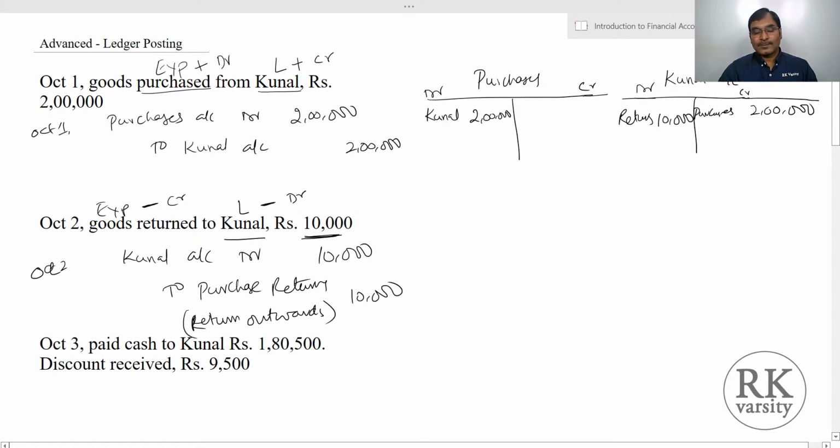Now for purchase returns, or we can say return outwards, we'll create a new account. And here, as the expenditure is decreasing, we'll write it on the credit side. So here we'll write Kunal, and the amount is rupees 10,000.